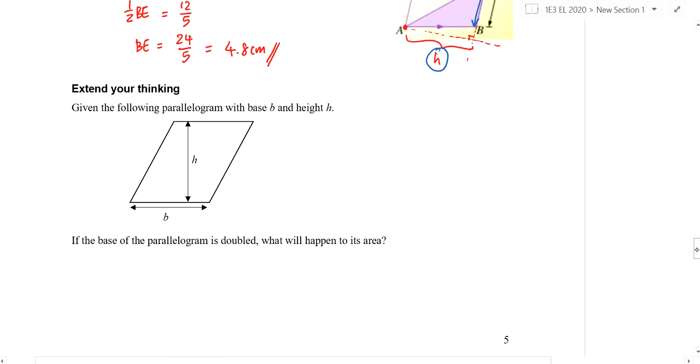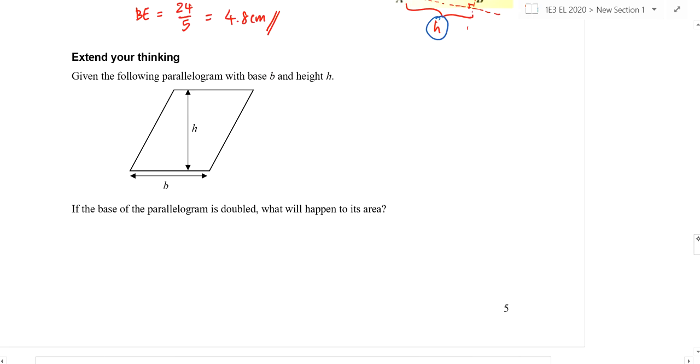Okay, this is a question on what happens if we double the base of the parallelogram. So here, the base is given to be b and the height is h. What happens if I double this? Now the base is 2b. The height doesn't change. So what happens to the area? I think from this diagram, you should have a clue already.